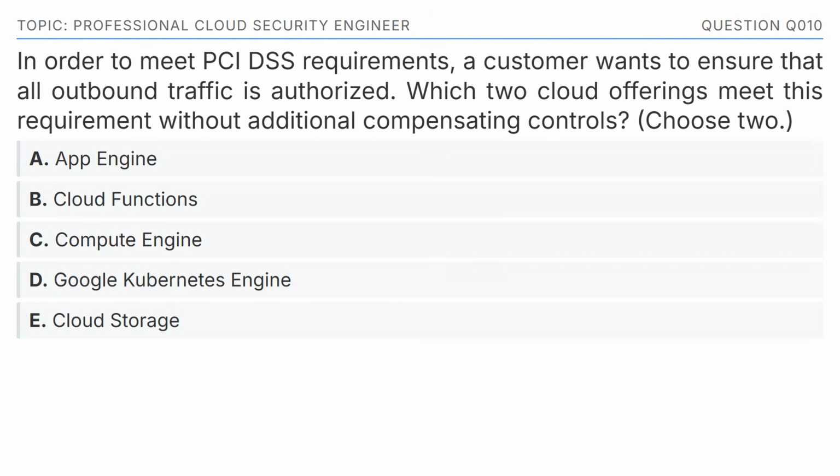In order to meet PCI DSS requirements, a customer wants to ensure that all outbound traffic is authorized. Which two cloud offerings meet this requirement without additional compensating controls? Choose two. The options are Option A, App Engine. Option B, Cloud Functions. Option C, Compute Engine. Option D, Google Kubernetes Engine. Option E, Cloud Storage.